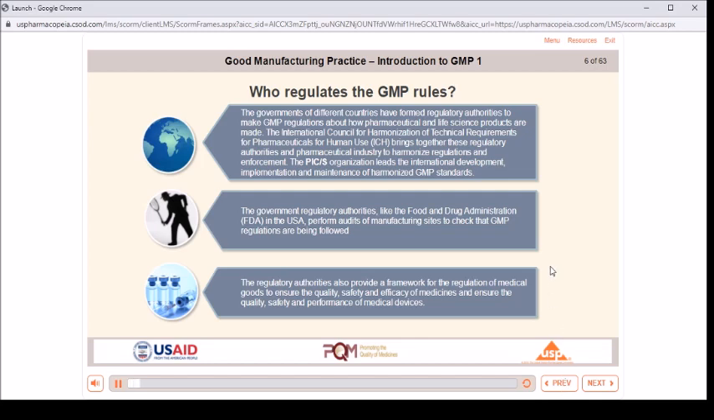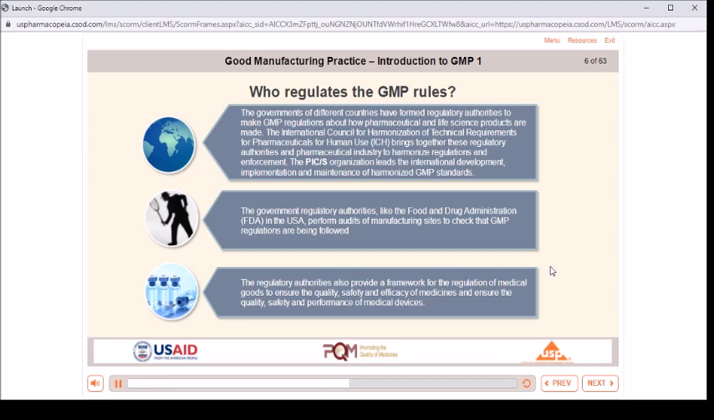Who regulates the GMP rules? The governments of different countries have formed regulatory authorities to make GMP regulations about how pharmaceutical and life science products are made. The International Council for Harmonization of Technical Requirements for Pharmaceuticals for Human Use, ICH, brings together these regulatory authorities and pharmaceutical industry to harmonize regulations and enforcements. The PICS organization leads the international development, implementation, and maintenance of harmonized GMP standards.